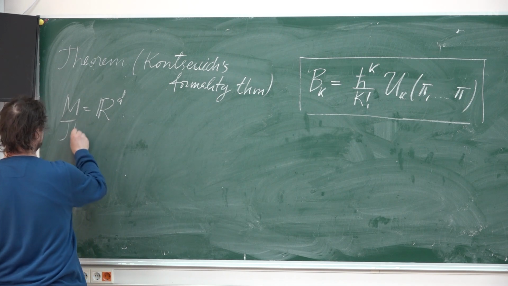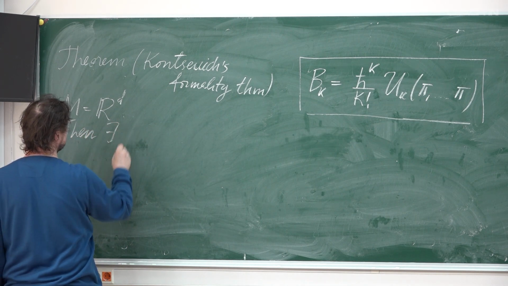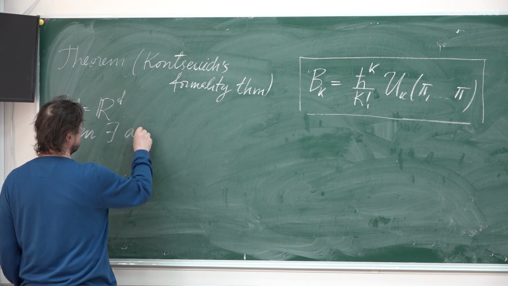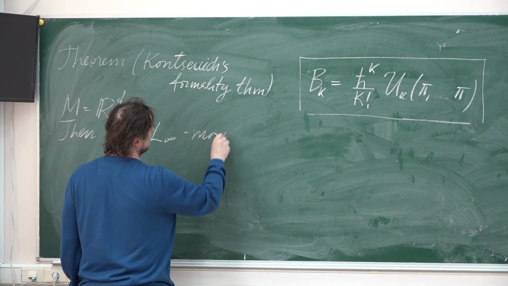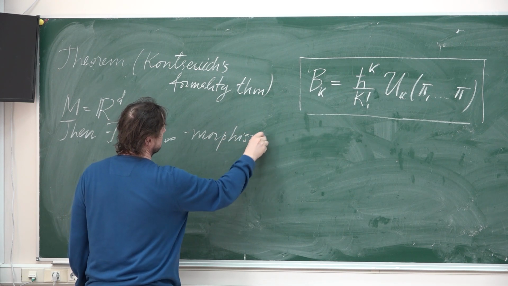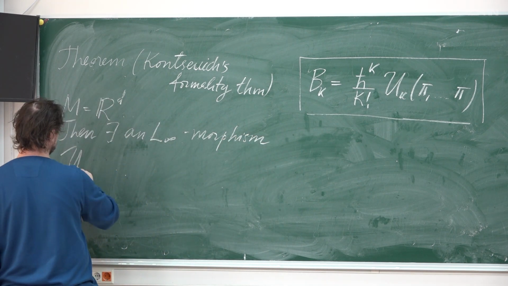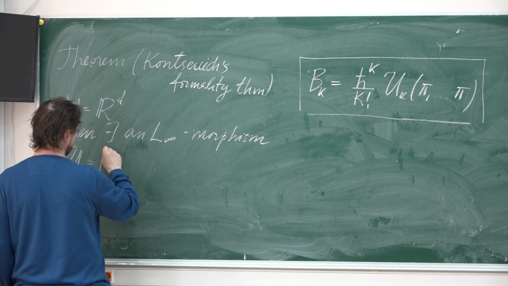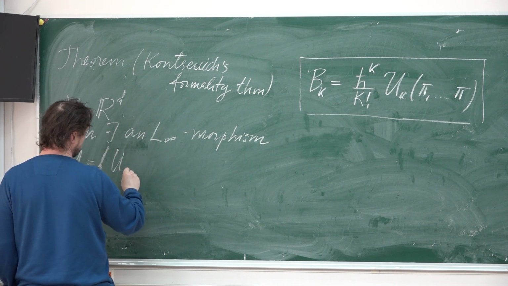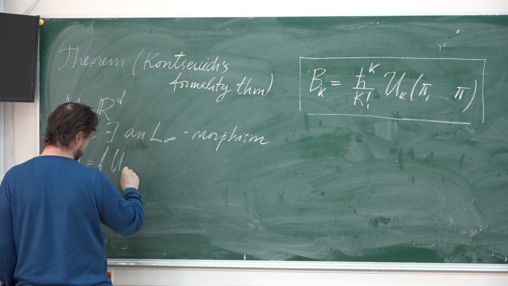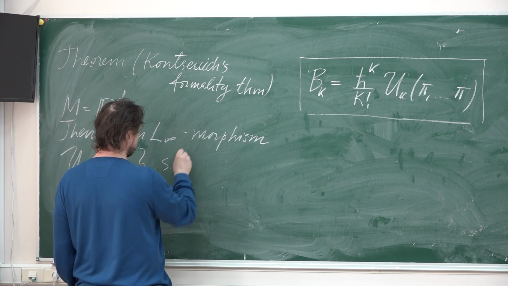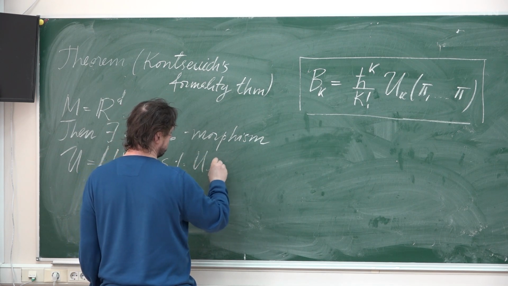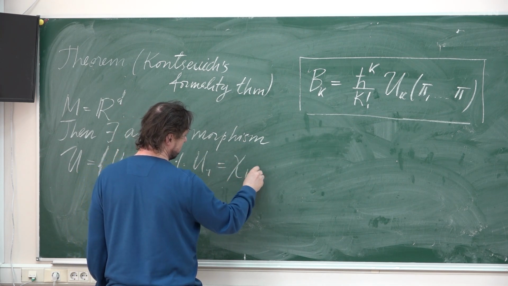Then there exists an L infinity morphism U, given by the collection of maps U_p, such that U_1 will be equal to the Hochschild-Kostant-Rosenberg map.